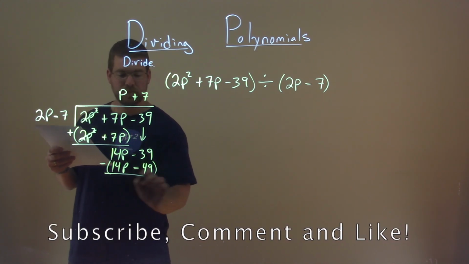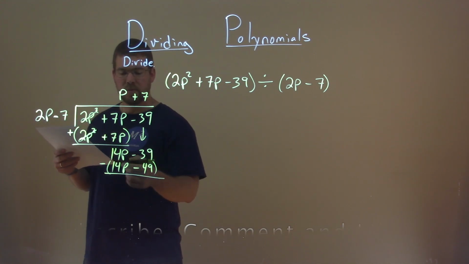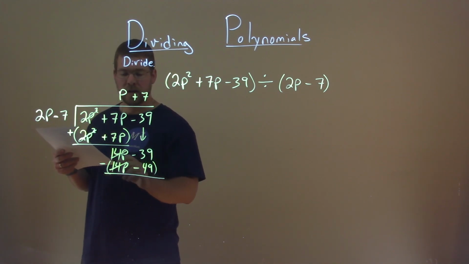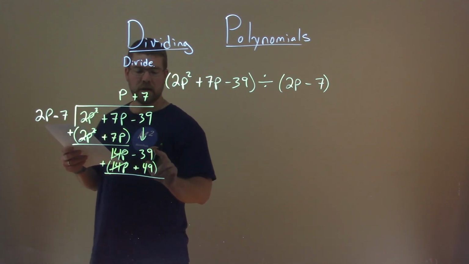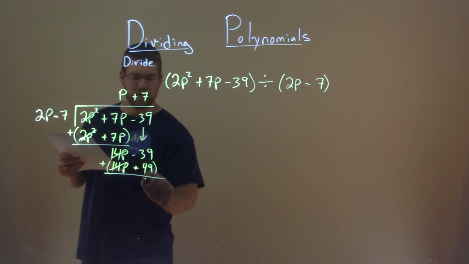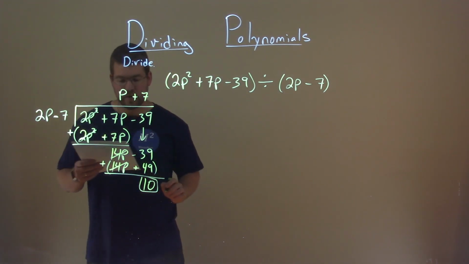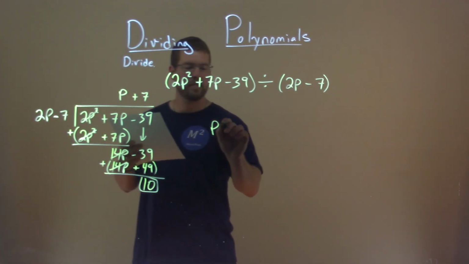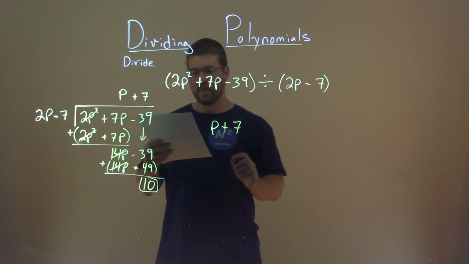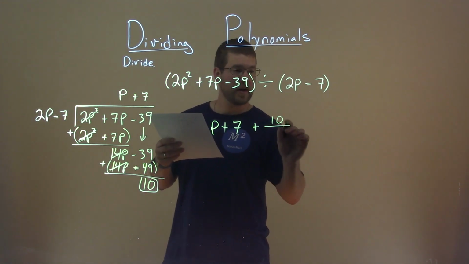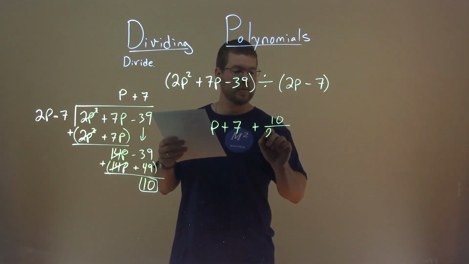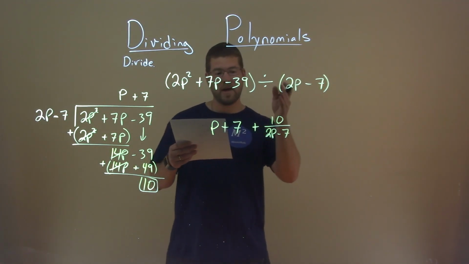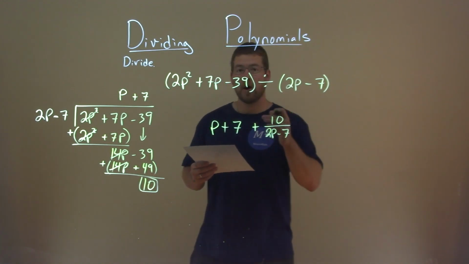Now we're subtracting the top and the bottom. 14p minus 14p cancels out at 0. Negative 39 minus a negative is like plus a positive. So negative 39 plus 49 is a positive 10, and that's our remainder. So now let's bring to our final answer here. Bring down the p plus 7. We have a remainder, positive 10, divided by what we had divided by, which is 2p minus 7. And there we have it. P plus 7 plus 10 over 2p minus 7 is our final answer.